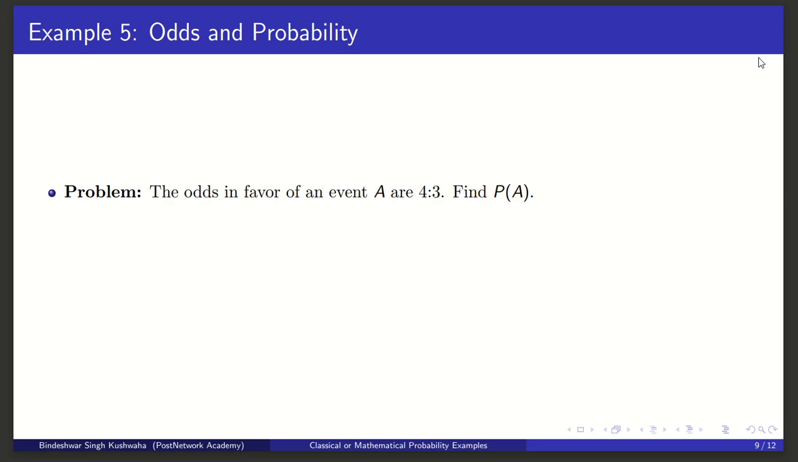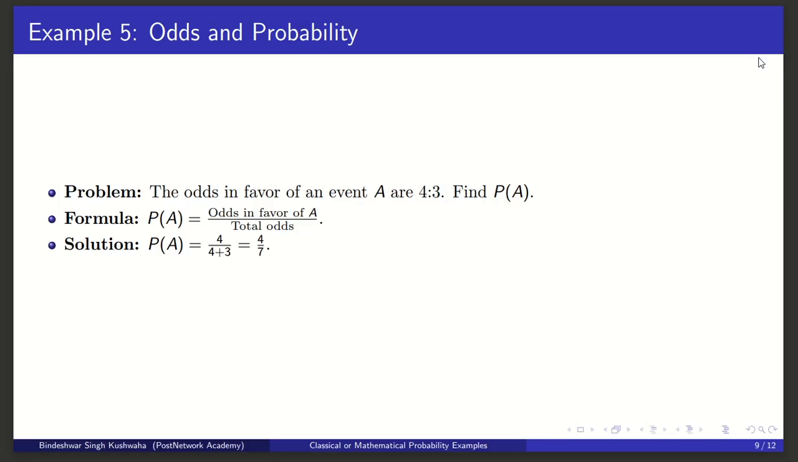Odds and probability. The odds in favor of an event A are 4:3. Find P(A). It is very simple: odds in favor of A upon total odds. So odds in favor of A is 4, and total odds, you will add 4 plus 3, 7. So P(A) is 4 upon 7.